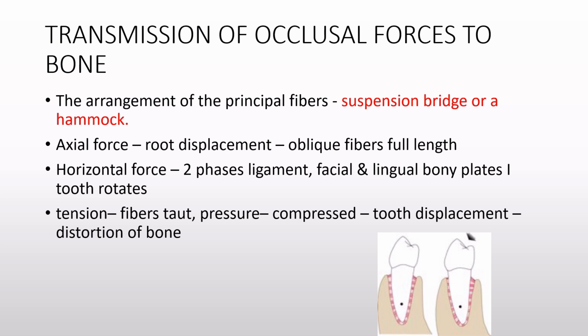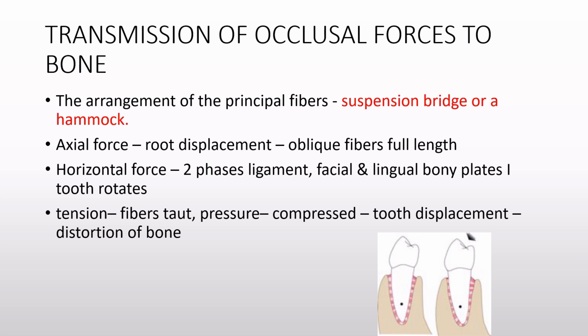Coming to the transmission of occlusal forces to the bone, the arrangement of the principal fibers is considered as a suspension bridge or hammock. When an axial force is applied to a tooth, there is a tendency towards displacement of the root into the alveolus. The fibers alter their wavy pattern and assume their full length, and they sustain the major part of the axial force.